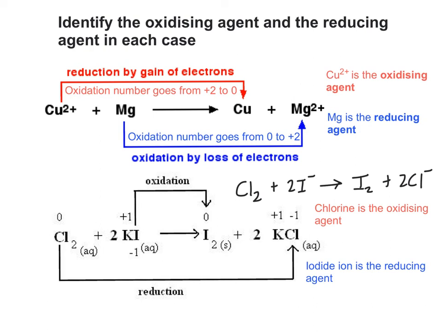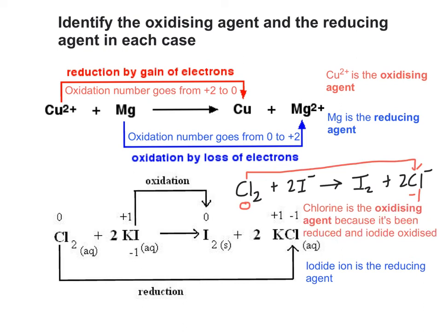So to fully understand this second one, you need to maybe convert it into an ionic equation. Cl2 + 2I- gives you I2 + 2Cl-. So that's chlorine reacting with two iodide ions. So chlorine is the oxidizing agent because it itself has been reduced.